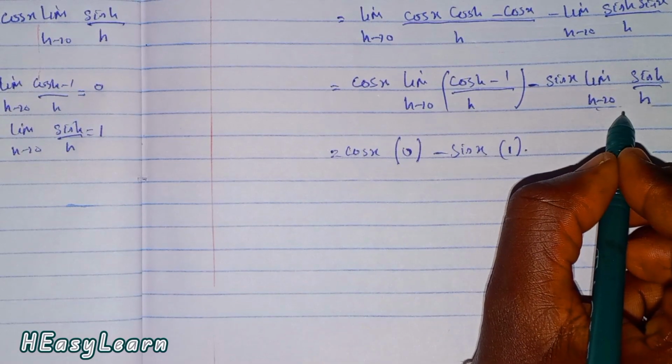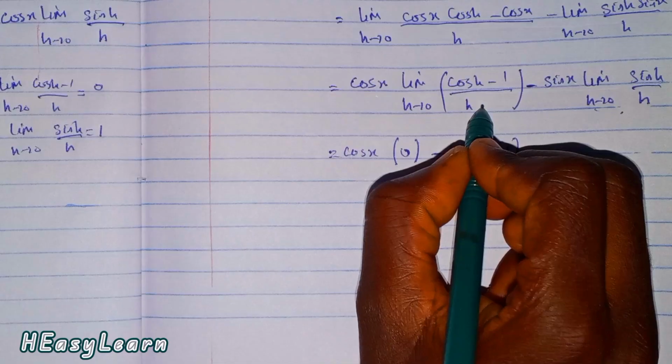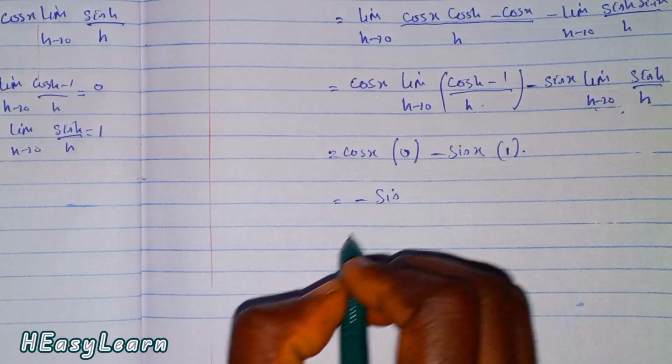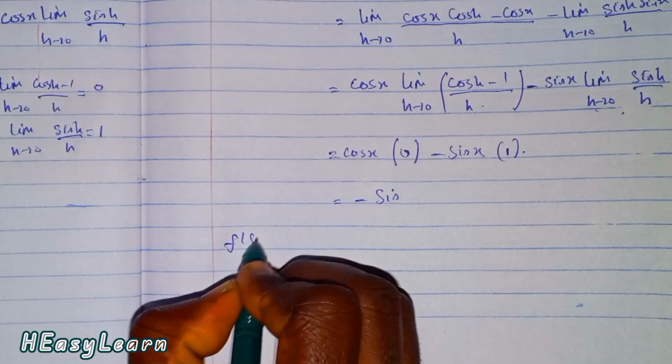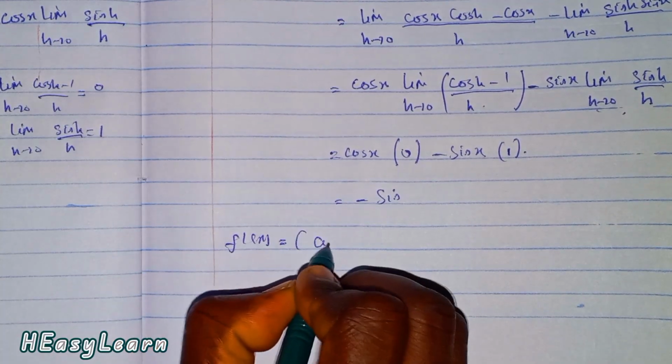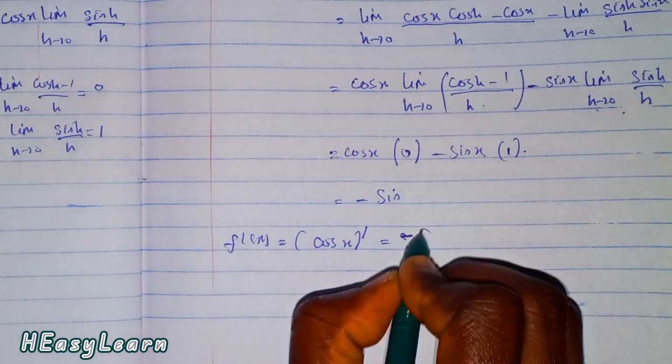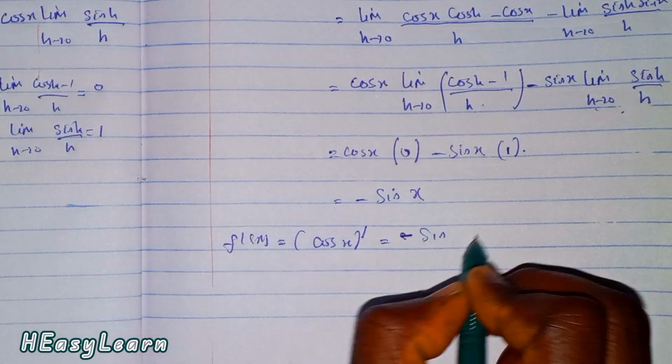This is equals to 1. This is equals to 0. This is minus sin x. So f prime of x equals to the derivative of cos x is equals to minus sin x.